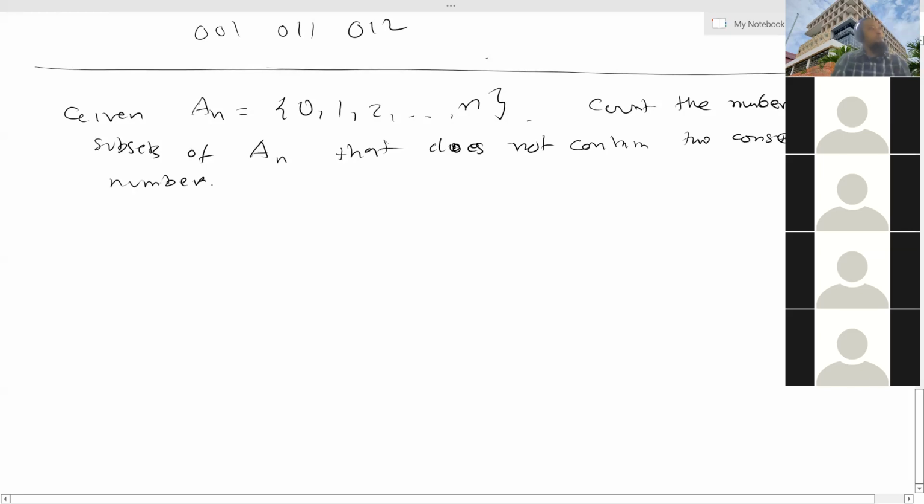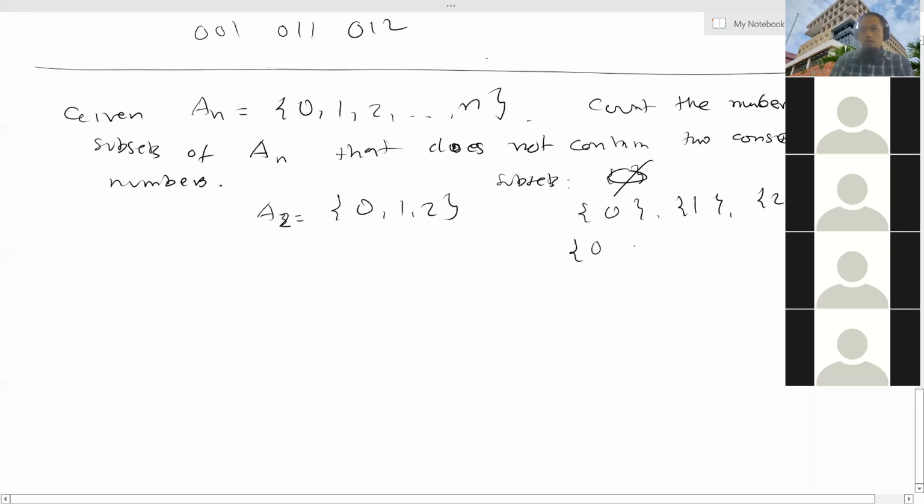So before we continue, let's start with examples, right? Let's start with A2. A2 is {0, 1, 2}. The subsets are, of course, the empty set, the set {0, 1, 2}, and then the sets {0, 1}, {0, 2}, {1, 2}, and then of course the set {0}.